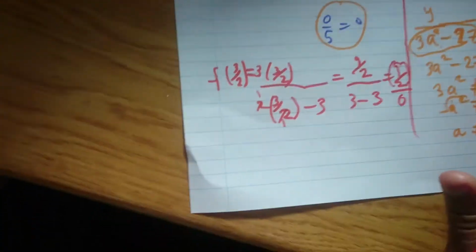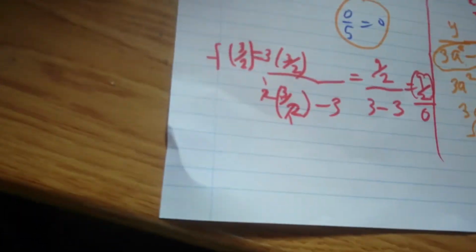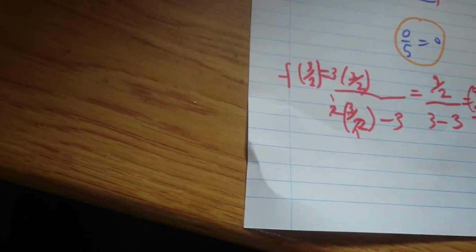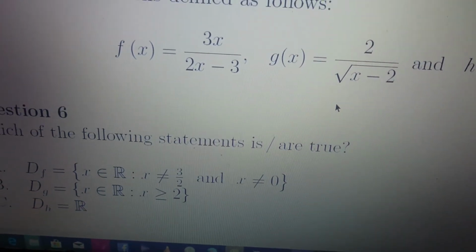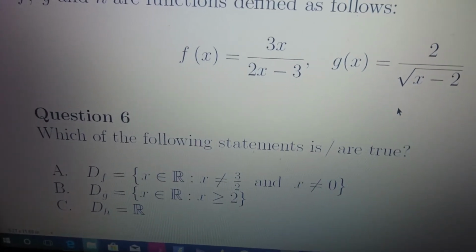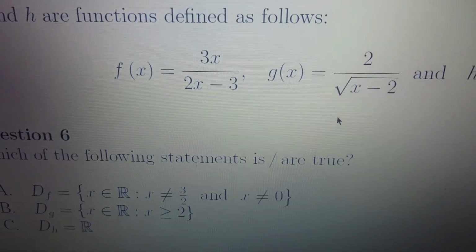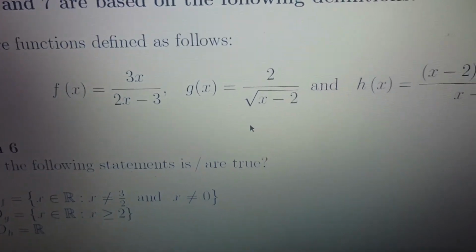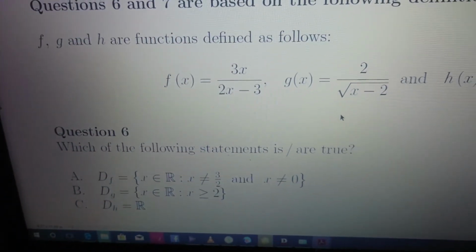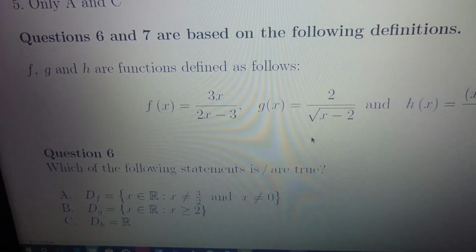So option 1 is not true. You know why it's not true? Let's go to the option here. In option A, they say x is not equal to 3 and also x should not be equal to 0. The first part is true: the domain is all real numbers, and x should not be equal to 3 over 2. But x not equal to 0, no. That messes up everything, so it's not true.